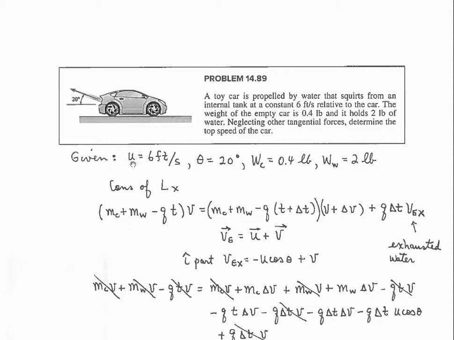So what we're given is a relative velocity u equals 6 feet per second. So it's a magnitude right here. Notice theta is equal to 20 degrees. The weight of the car is 0.4 pounds. The weight of the water is 2 pounds. We're going to look at conservation of momentum in the x direction since there's no external forces acting on the system in the x direction.